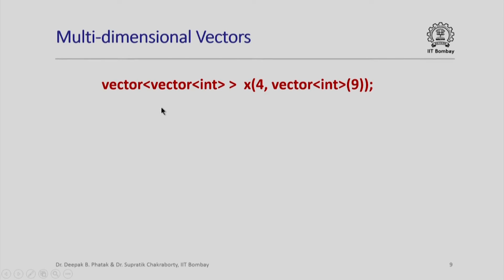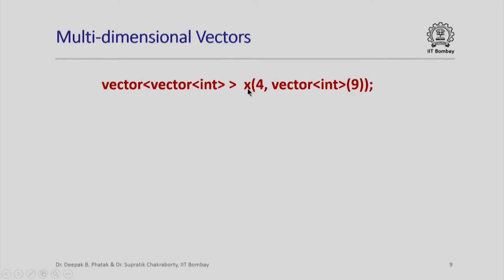Now since I can declare objects which are vectors of vectors, this basically suggests I can now talk about multidimensional vectors. This is interesting because the template class vector is basically used for representing and manipulating one dimensional arrays. However, by instantiating the generic type with a vector of another type, I am now able to get a multidimensional vector. So let us see this example.